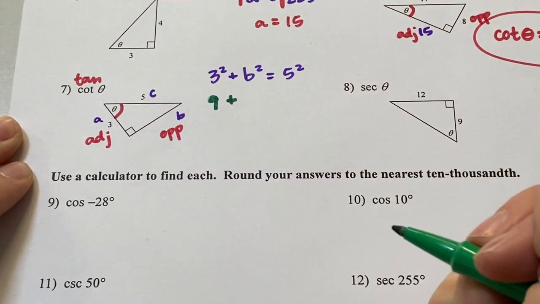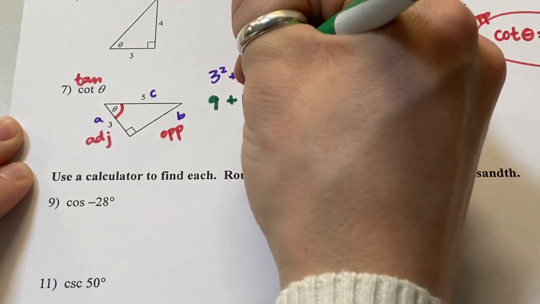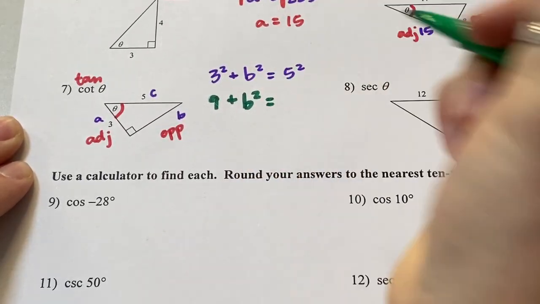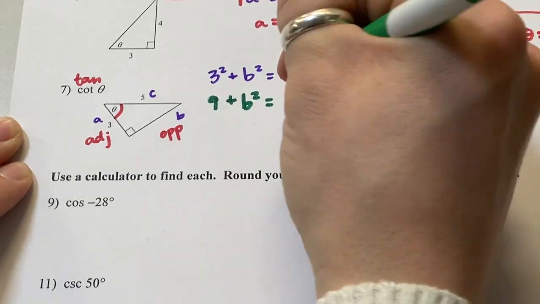9. B, we don't know, so that just has to stay B squared for now. What's 5 squared? 5 times 5? 25.